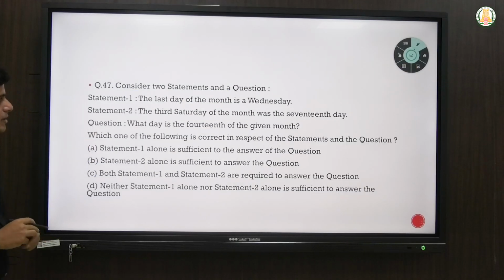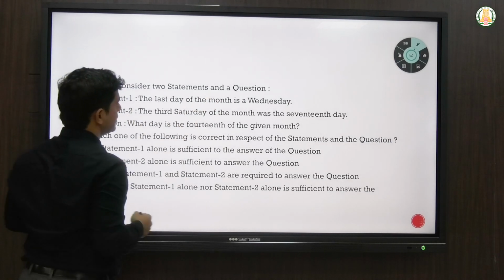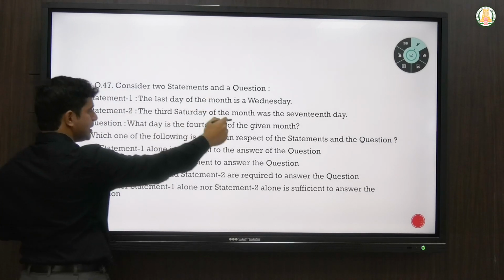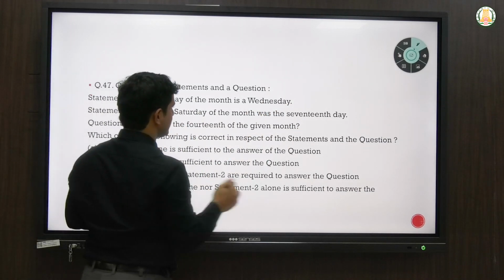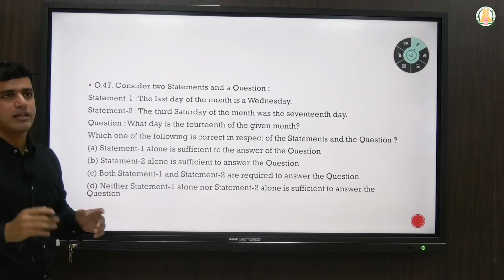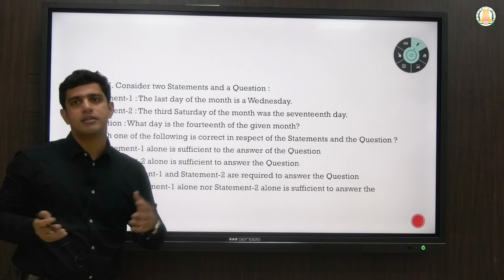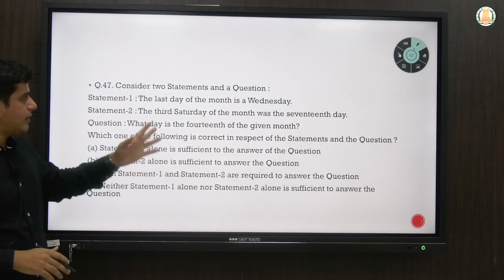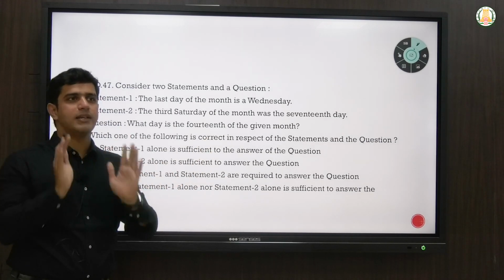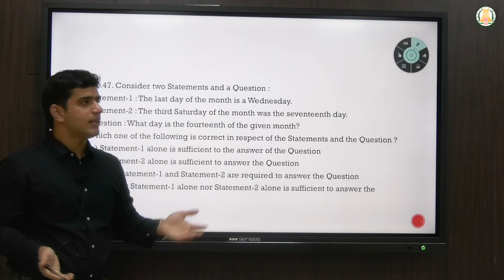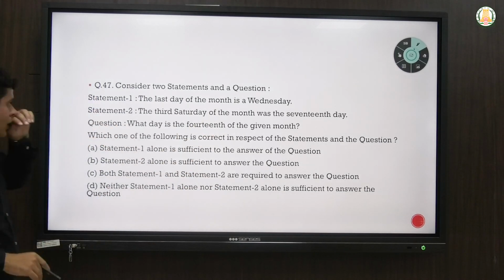Okay, so this is a calendar problem. So he gave two statements. The last day of a month is a Wednesday and the third Saturday of the month was the 17th day. What day is the 14th of the given month? Okay, by the sight of it, it might seem very confusing and there's a tendency to leave such questions. But trust me, this is actually an easy question. All you need to know is how a calendar is. You all see a calendar daily. So if you know how a calendar looks, you can solve this. So let's see how we'll do.